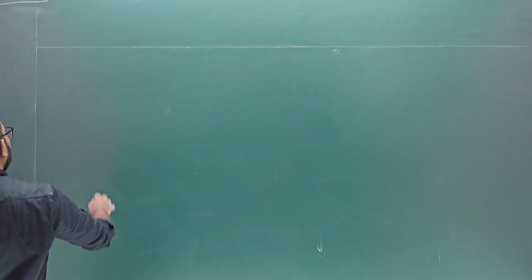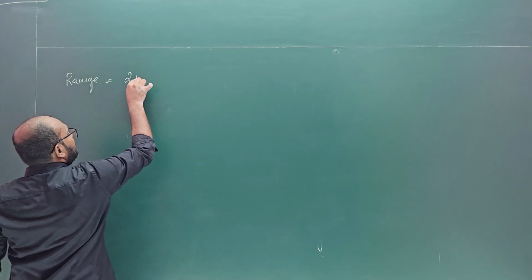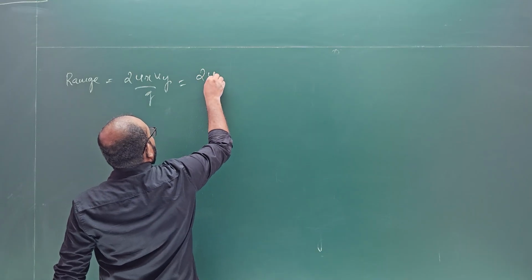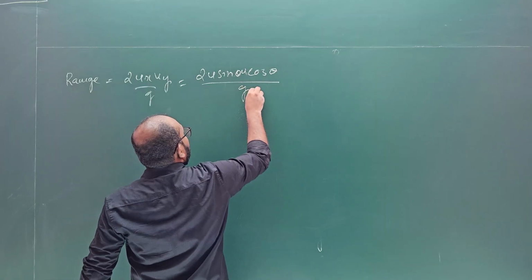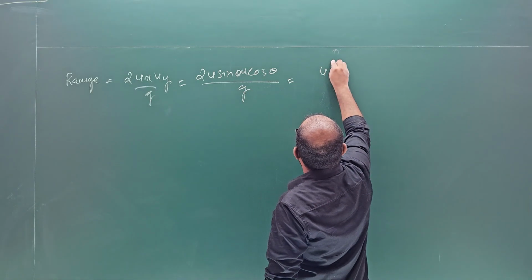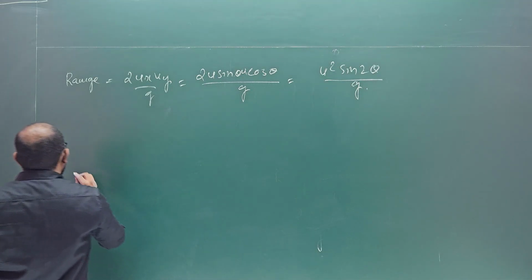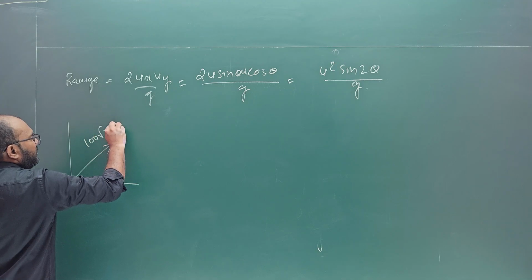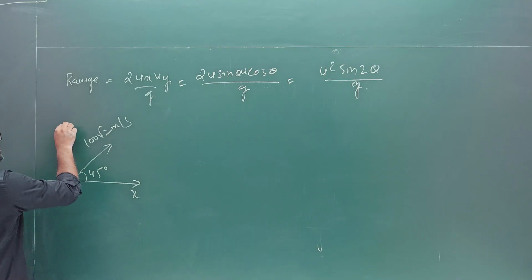Okay. Let us have some example on our range. What is our range formula? Just we have calculated, that is 2 ux uy upon g, or this can also be written as 2u sine theta cos theta, u cos theta upon g, or this can also be written as u square sine 2 theta upon what? G. Okay, now considering one example, object is being projected with 100√2 meter per second with an angle of 45 degree. You can take different velocities and different angles over there.